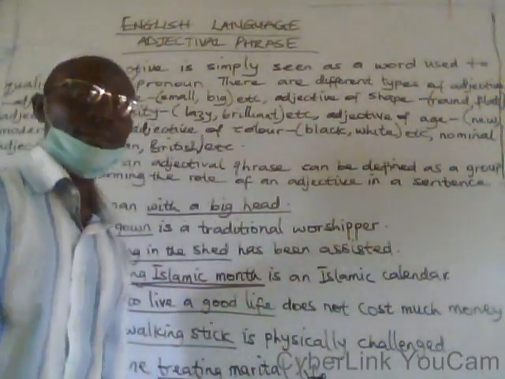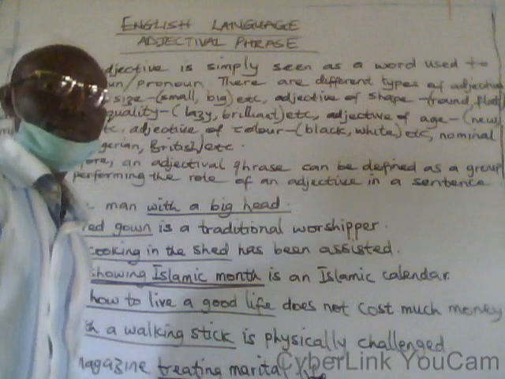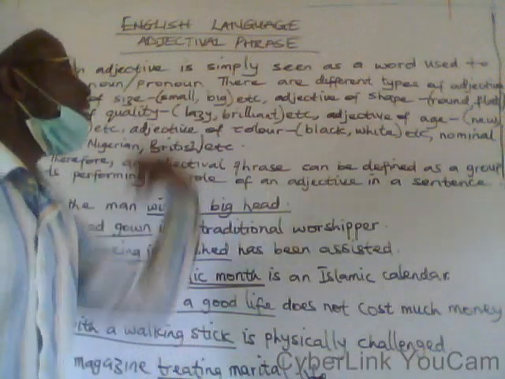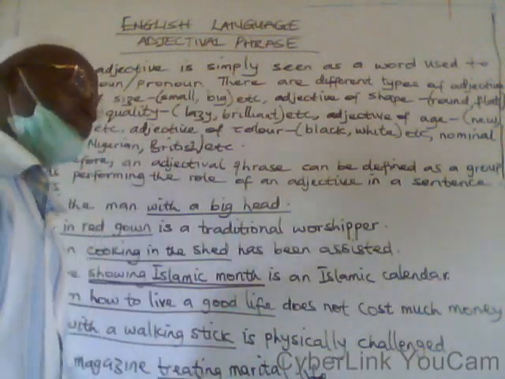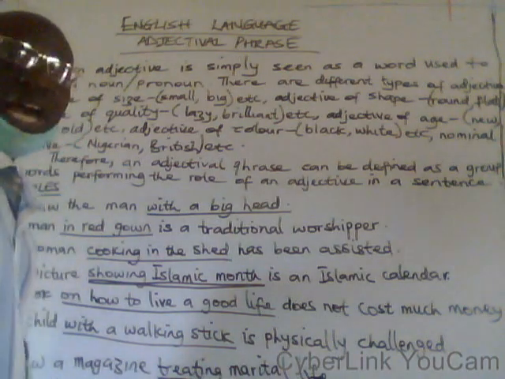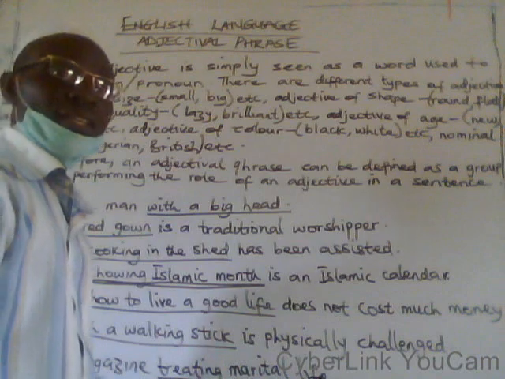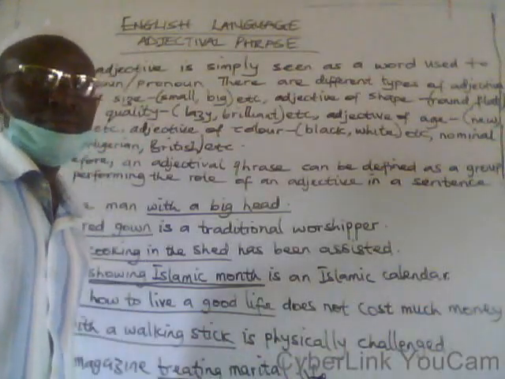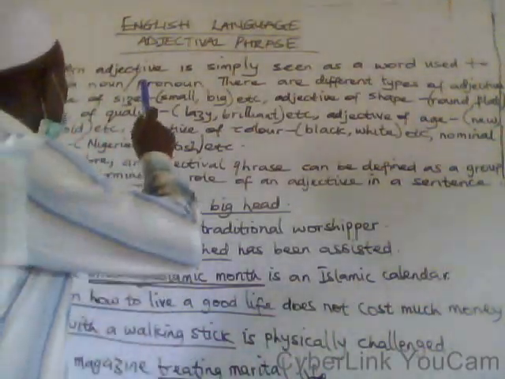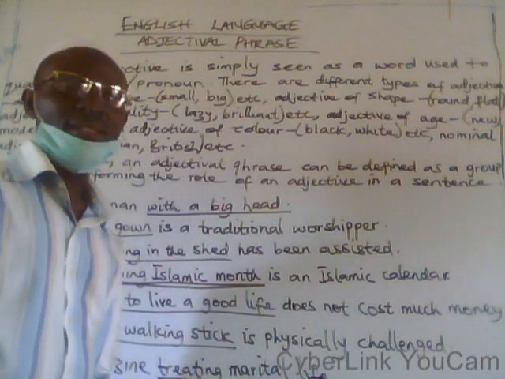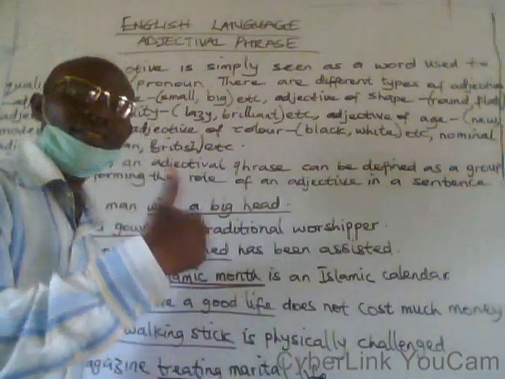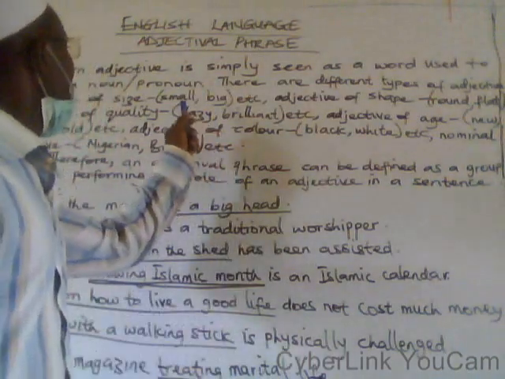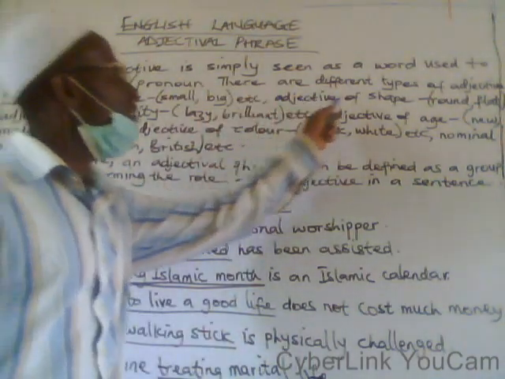Adjective of size. We talk of the size of an object or thing or a person. Small, big, as in a big boy, a small child, a fat woman, a long ruler, a short boy. All those adjectives are adjectives of size. An adjective qualifies a noun or a pronoun, etc.